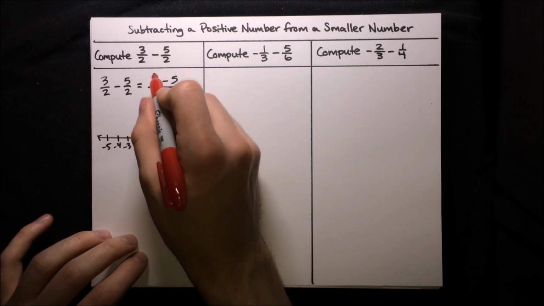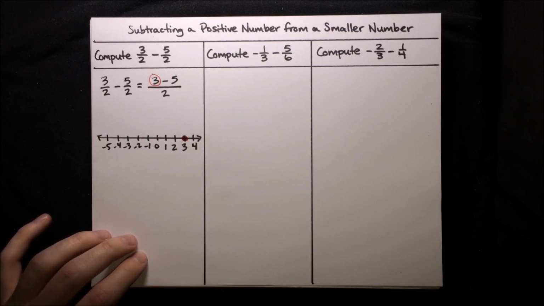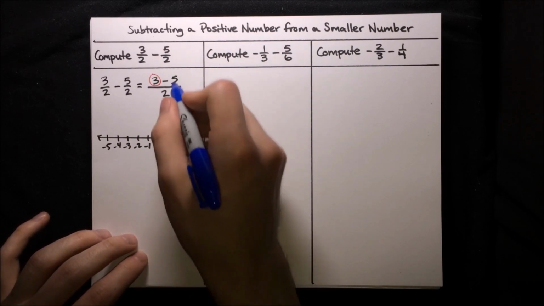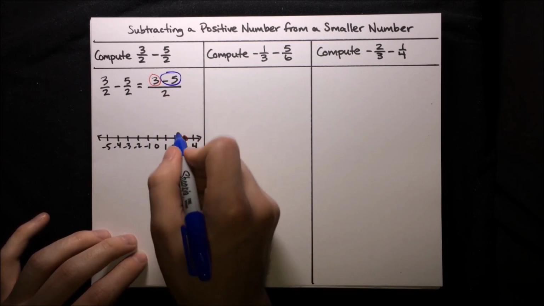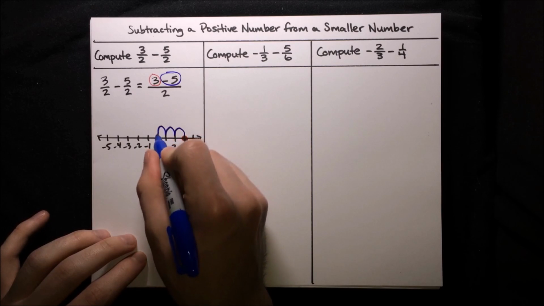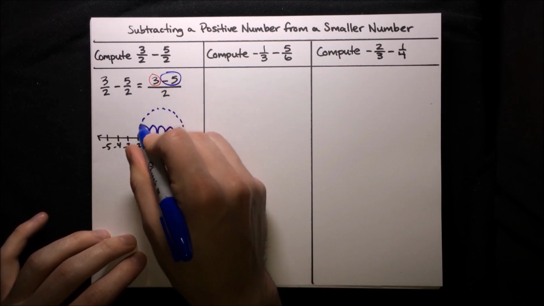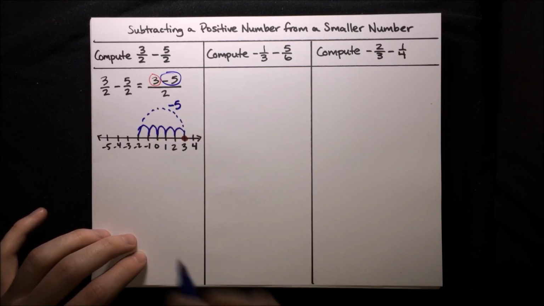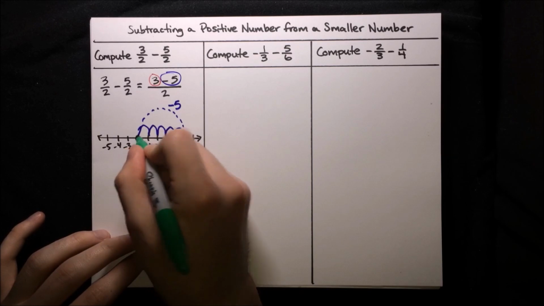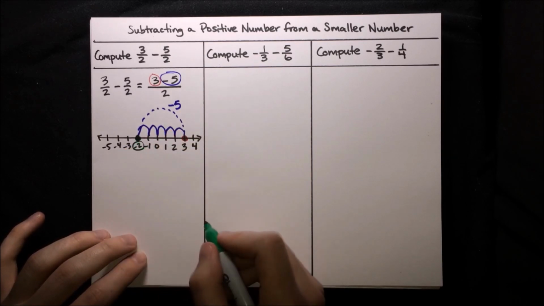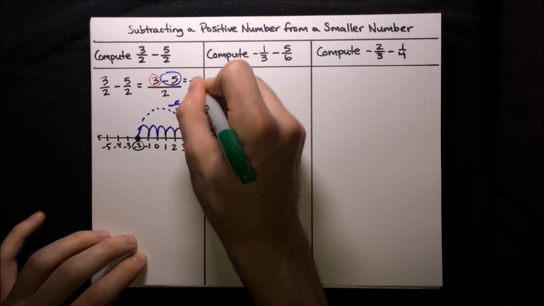So starting with 3 here, let's put a dot on 3, and then we're moving to the left. We're making 5 jumps in the negative direction to make a full jump of -5. So 1, 2, 3, 4, 5 unit jumps makes that full jump of -5. And where do we end up? Well, we end up right over here, which is at -2. So 3 minus 5 equals -2.